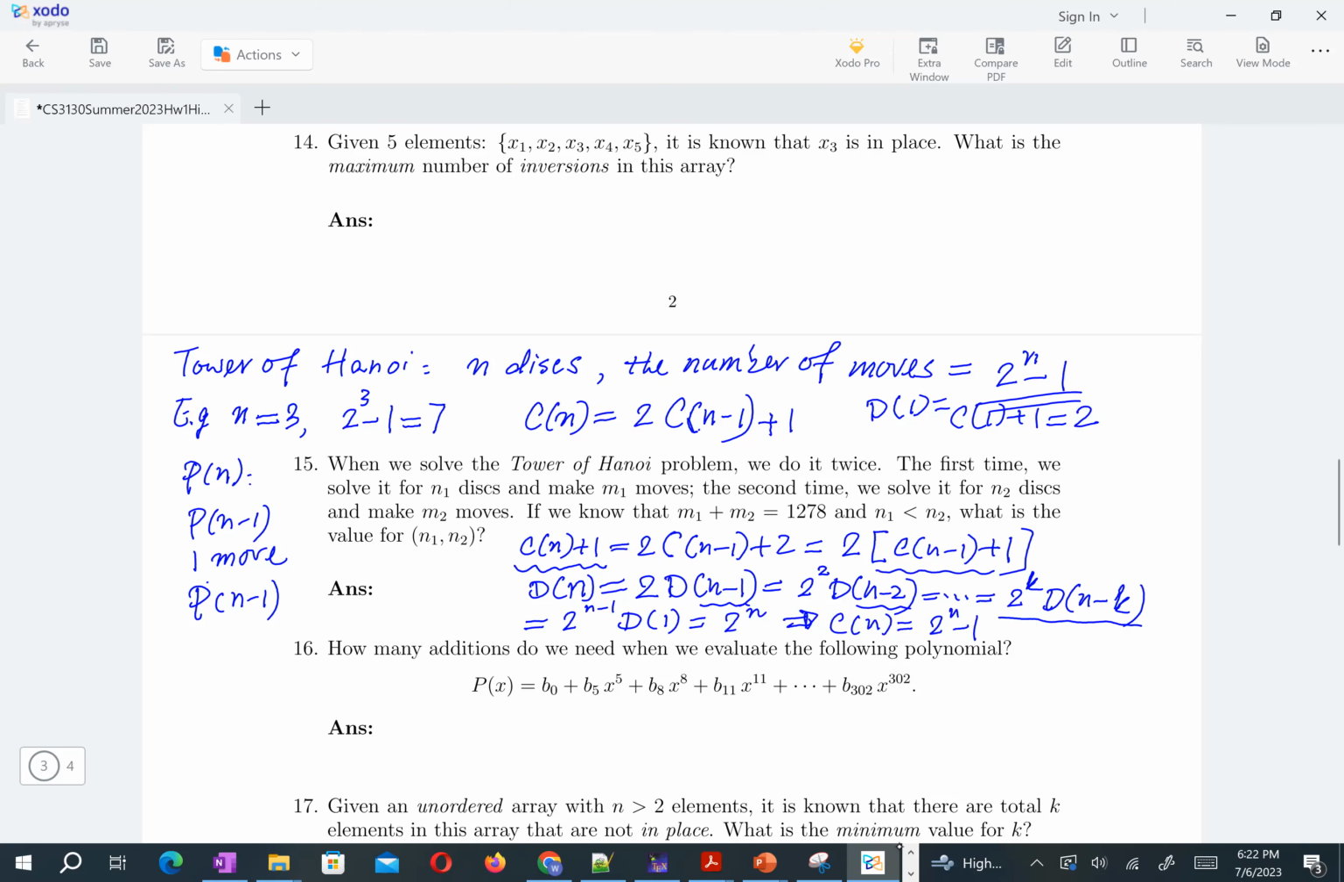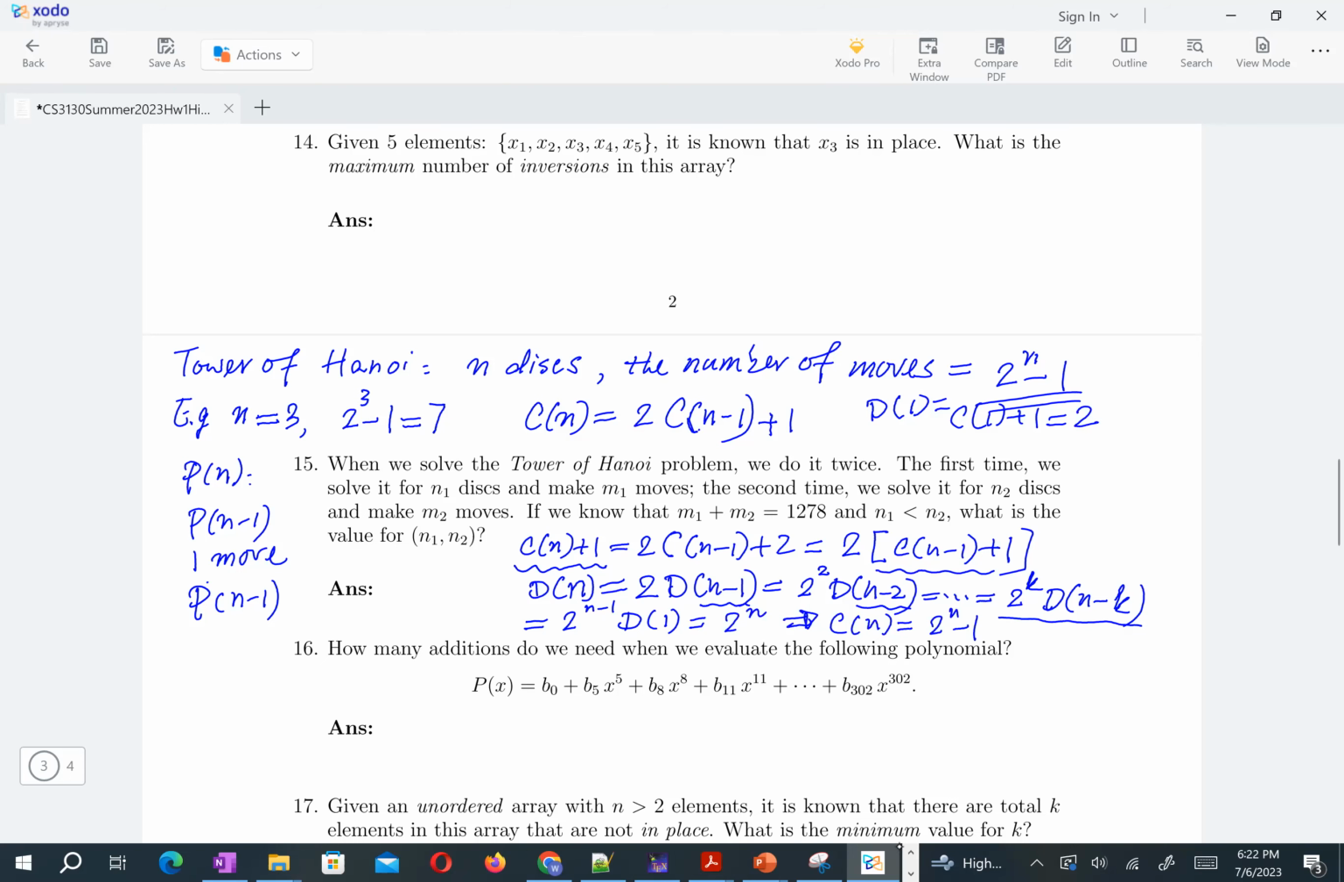We do n minus 1 twice. Just recall our pseudocode. We do the recursive call twice: at the beginning once, then we make a middle move, then after that we do another call. N minus 1 twice. So we have that too, the coefficient 2. So that's the reason.